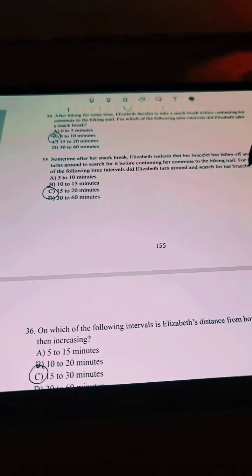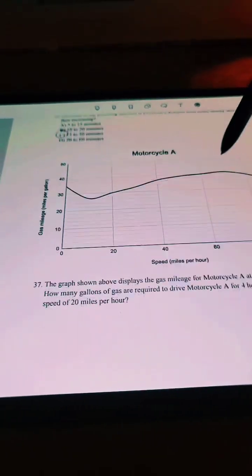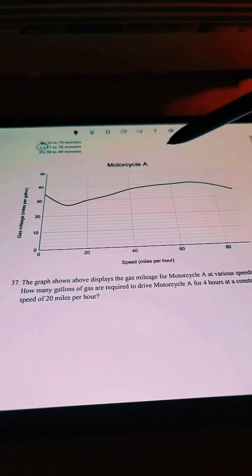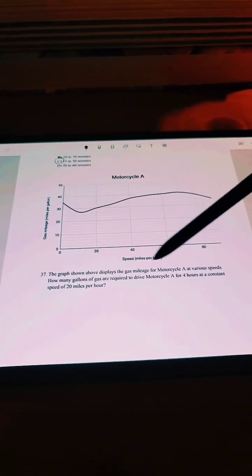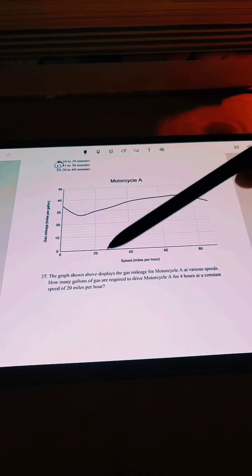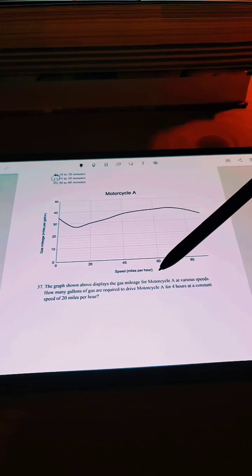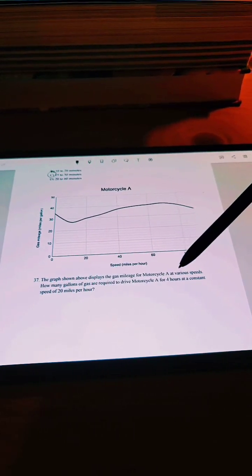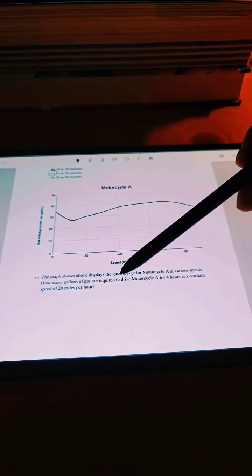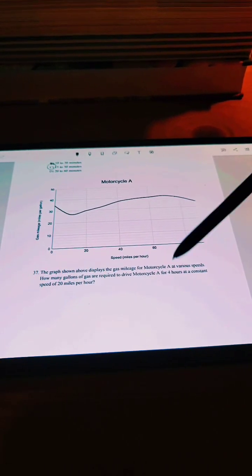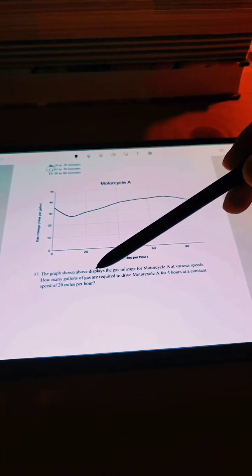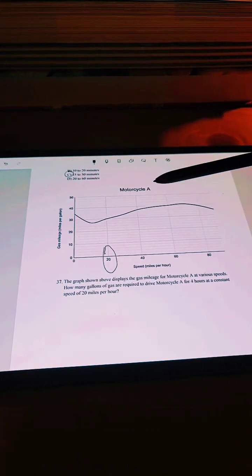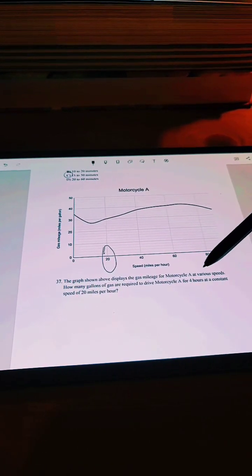Okay, let me just check really quick. Yep, okay. Now let's go to 37. So we have motorcycle A, this is the speed, this is the gas mileage. The graph shown above displays the mileage for motorcycle A at various speeds. How many gallons of gas are required to drive motorcycle A for 4 hours at a constant speed of 20 miles per hour? So the speed is 20 miles per hour, and we want to know the gallons of gas.